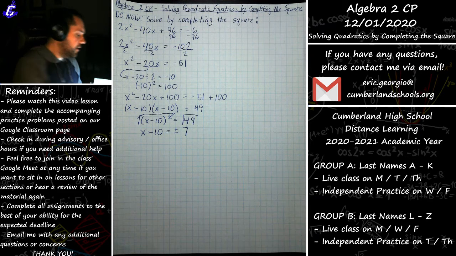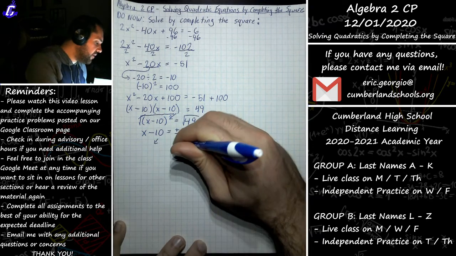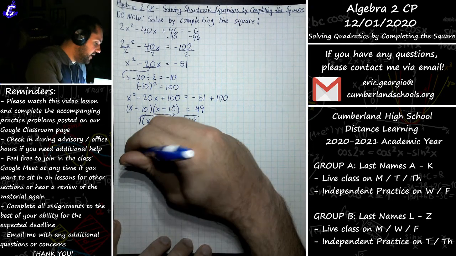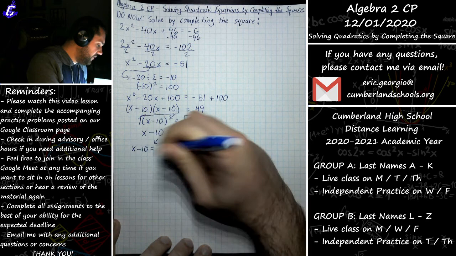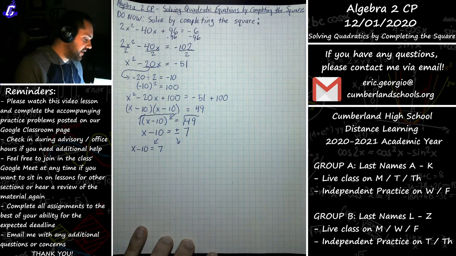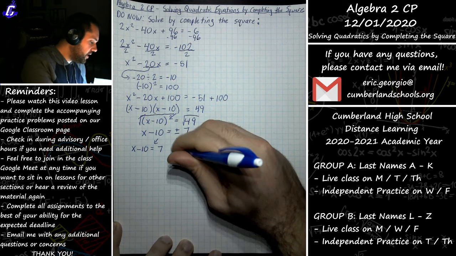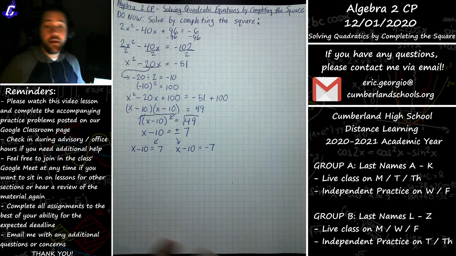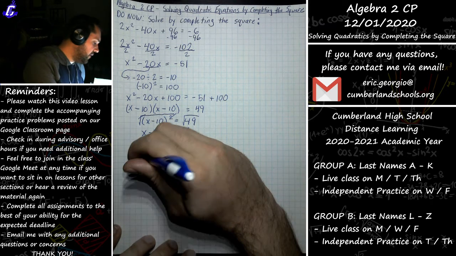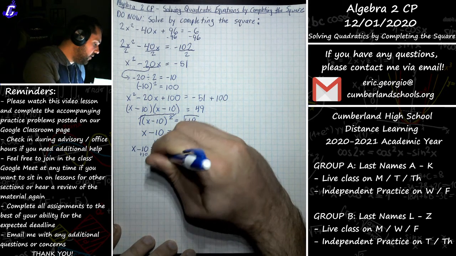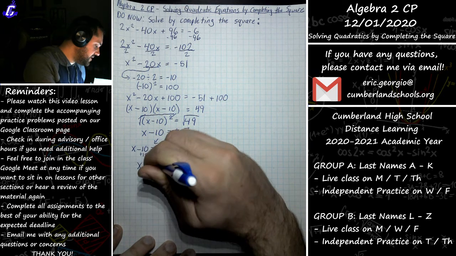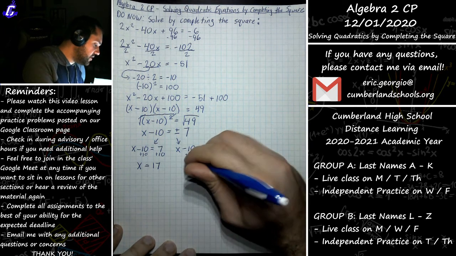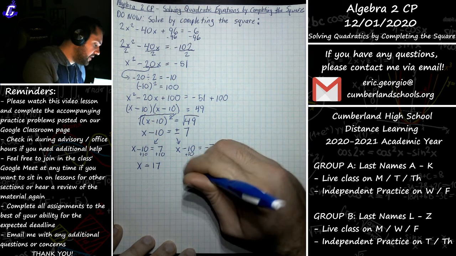Okay? So, at this point, we can say to ourselves, well, if I can find a value of x such that x minus 10 is equal to 7, that's good. Or if I can find a value for x such that x minus 10 is equal to negative 7, well, that's okay too. And just solving these little equations for x, we would get that our first solution would be x equals 17. Our second solution would be that x is equal to 3.